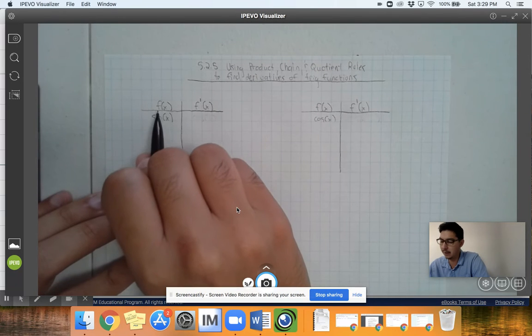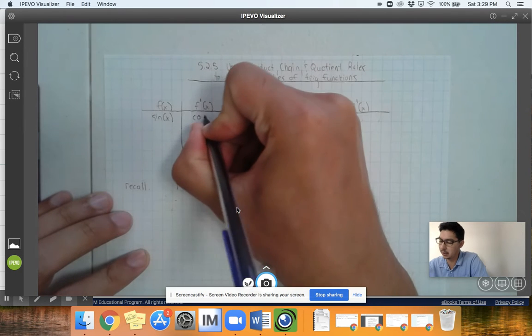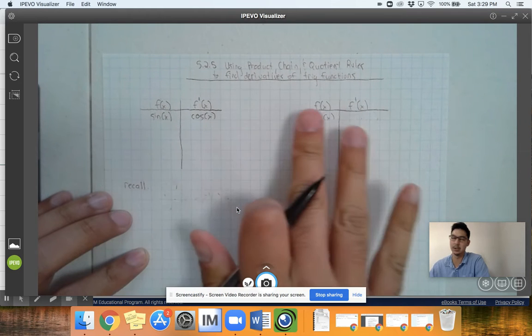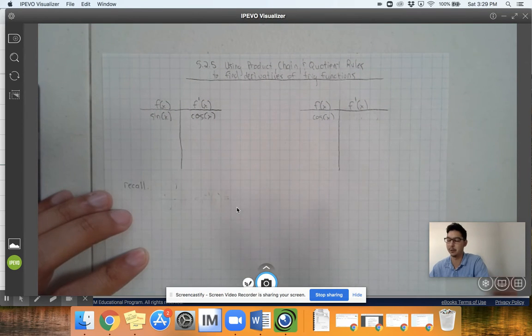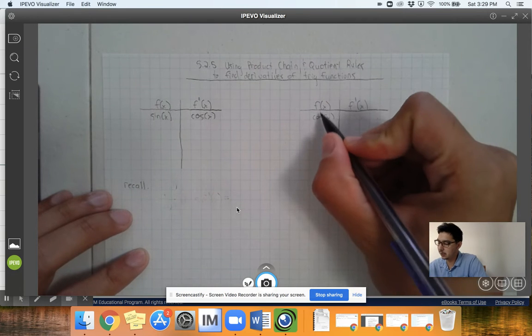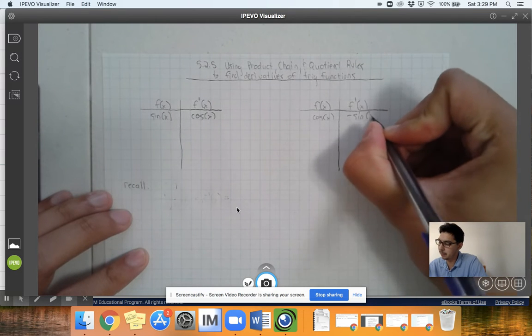Recall that if f of x is sine of x, the derivative of sine of x is cosine of x. And I'm putting it in these tables here because one of the problems you're going to do is going to have you put them in these tables as well and look for a pattern to help you. Try to memorize these. And if the function is cosine of x, the derivative of cosine of x is negative sine of x.